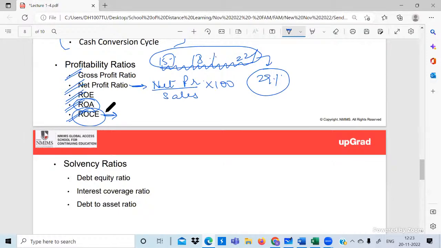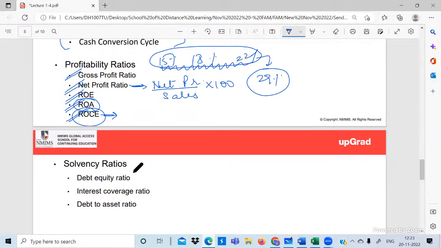Okay. Then let's look at solvency ratios. As the name suggests, solvency ratios or leverage ratios are ratios which talk about long-term repayment capacity. They talk about how the company has been funded. They talk about the capital structure of the company.